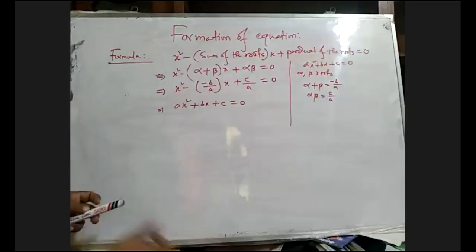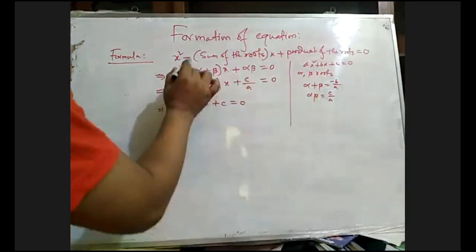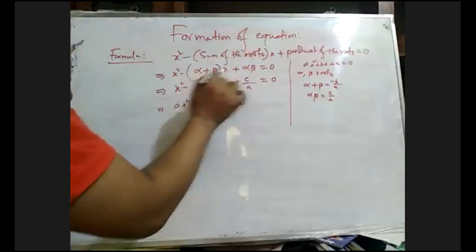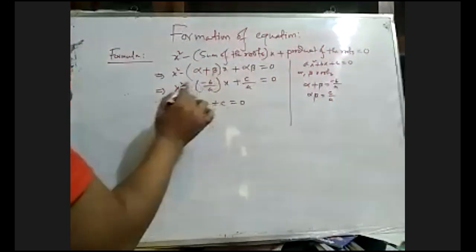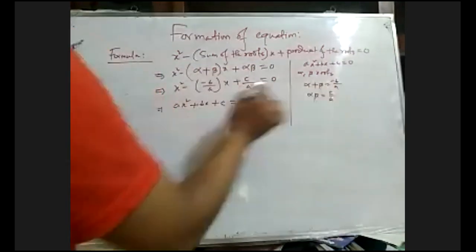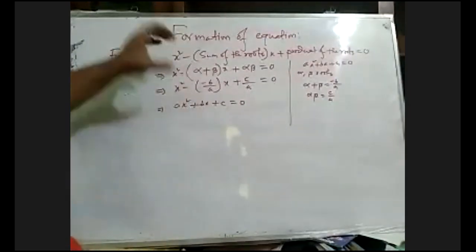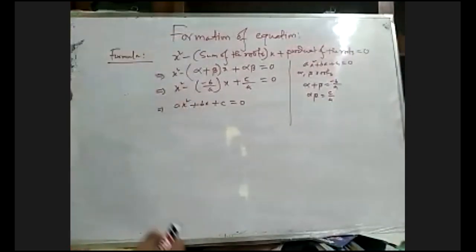So by this formula, x square minus sum of the roots, alpha plus beta, into x plus alpha into beta. Just putting these values, we get the original quadratic equation x square plus bx plus c equals 0. So this is the main key formula for formation of a quadratic equation. Remember it. Now we'll try to solve some examples.